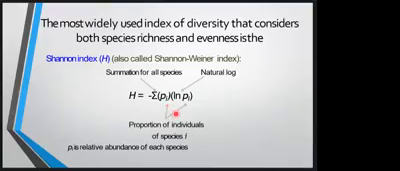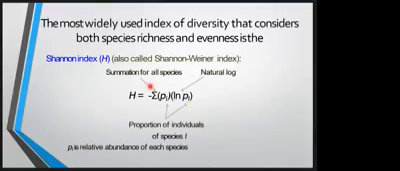H is equal to the summation of all species times the proportion of individuals, and then you multiply it to the natural log. So you need to have your calculator when you use this formula.